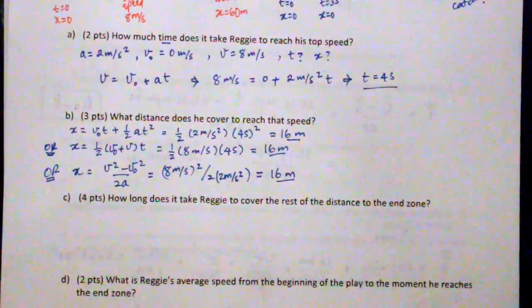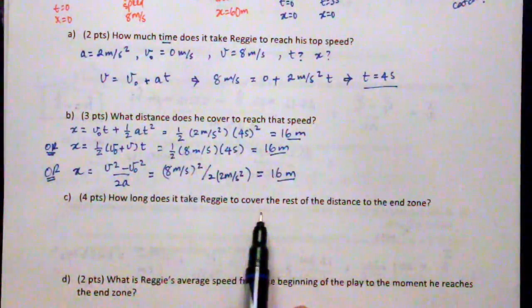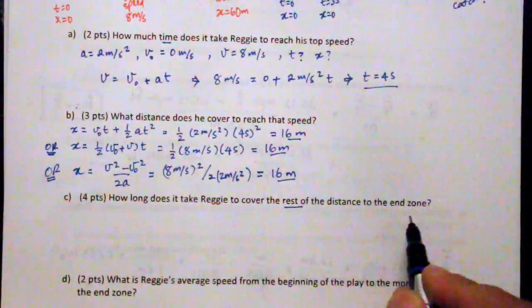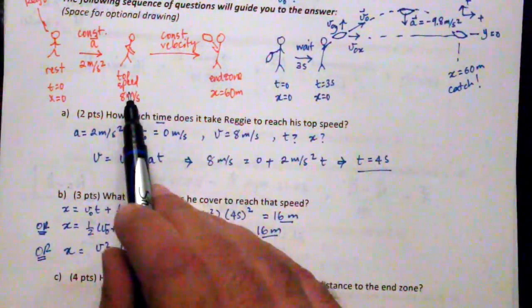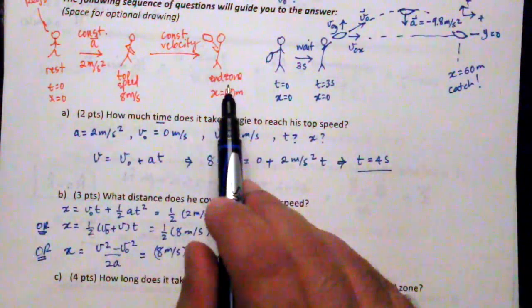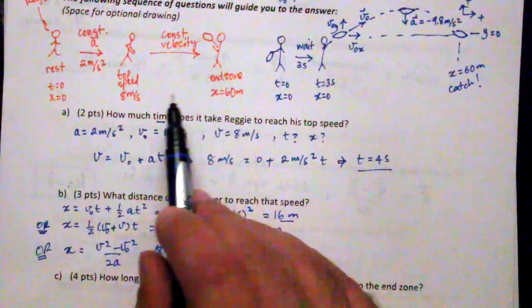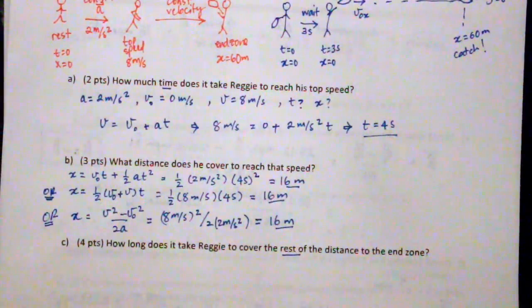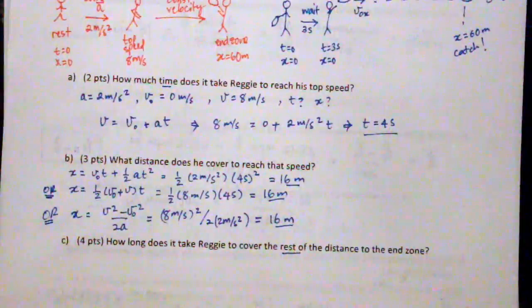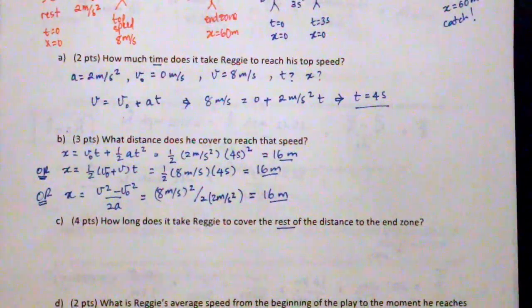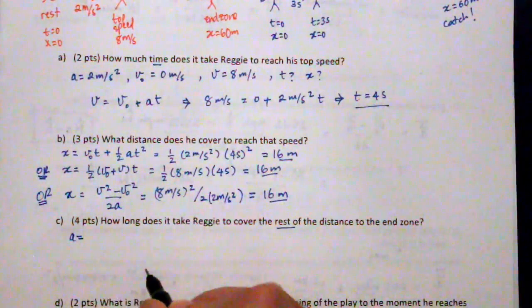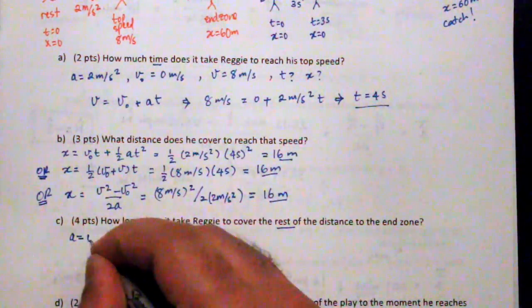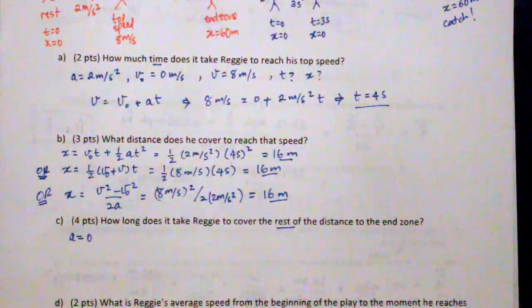Then the second piece is asking how long does it take Reggie to cover the rest of the distance to the end zone? So the rest of the distance meaning from the point he reached the top speed to the end zone. So now in this case, I want to find out what the kinematic variables are. I can write them down. Acceleration, it's constant velocity, so acceleration is 0.